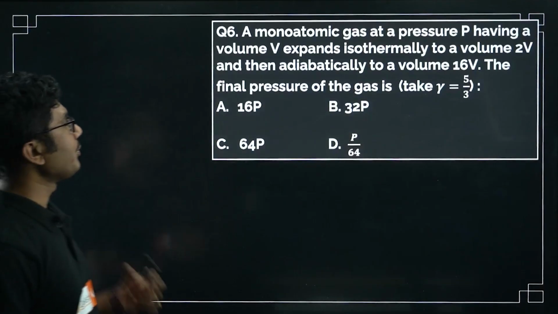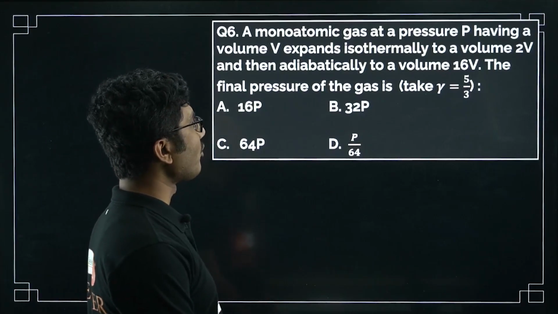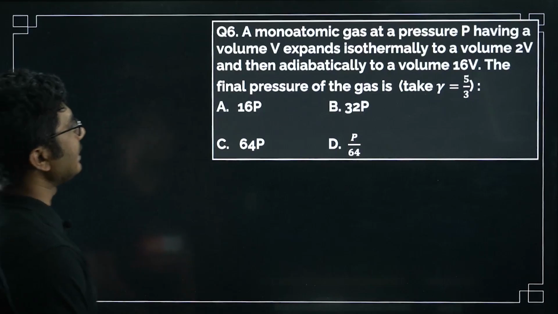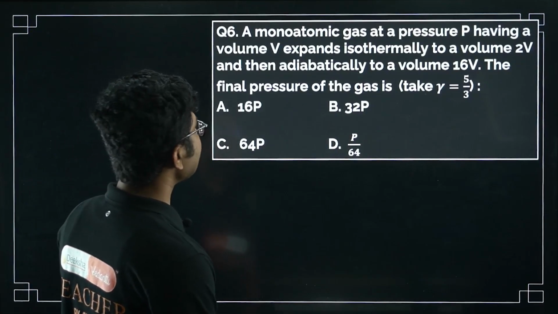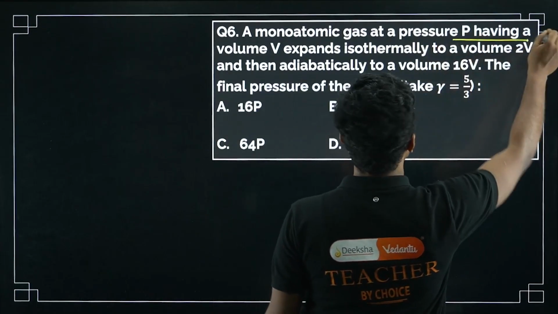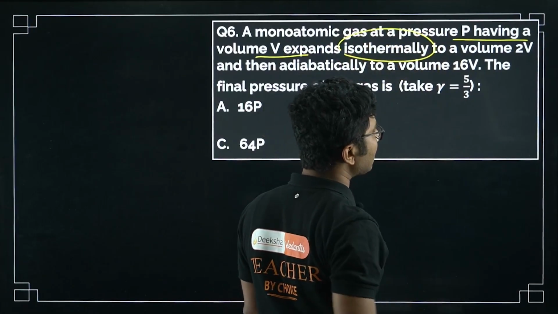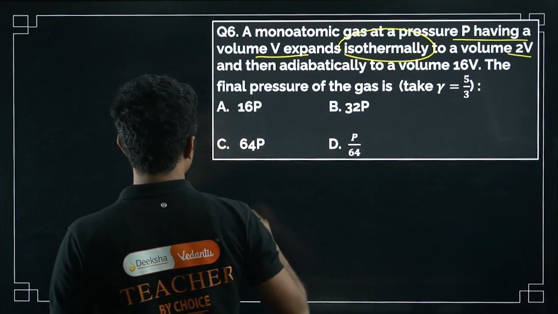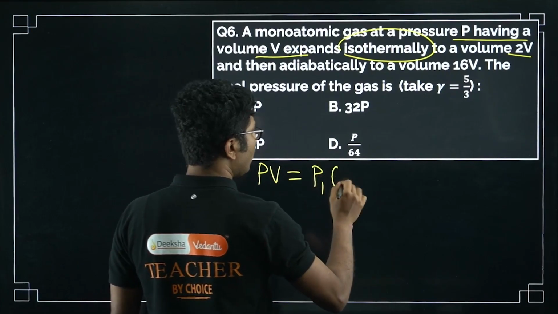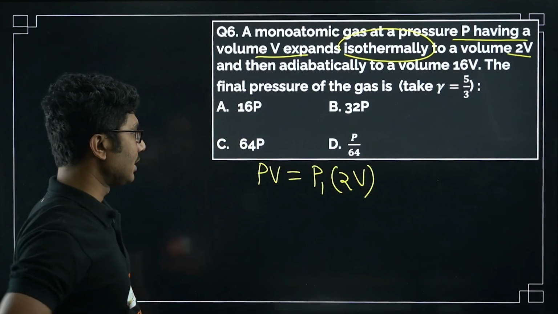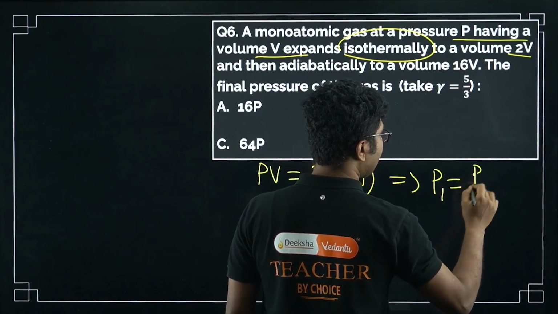Now, a monoatomic gas at pressure P having a volume V expands isothermally to a volume 2V and then adiabatically to a volume 16V. The final pressure of the gas is. So first it says that the monoatomic gas at pressure P and having a volume V expands isothermally. Isothermally means PV equals constant, to a volume 2V. So first stage is PV equals P1 into 2V. From here we get that P1 equals P by 2.